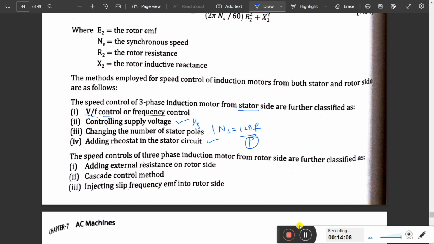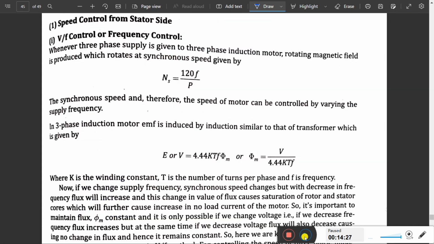Next, speed control of the three-phase induction motor from the rotor side is further classified into adding extra resistance to the rotor side and the cascade control method, where we can connect another motor, and the last one is injecting slip frequency EMF into the rotor side.